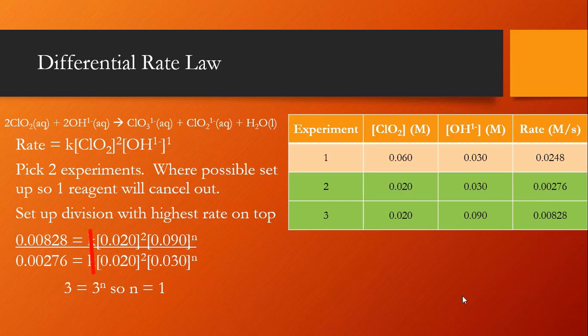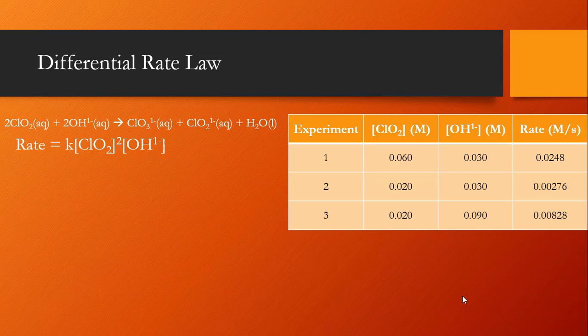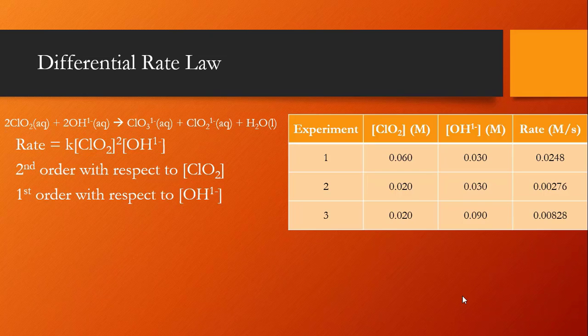So we can change this and put the 1 over here. But since we usually don't write the first power, we would say the rate law is this. It is second order with respect to the ClO2. It is first order with respect to the hydroxide ion. And the overall order is third.